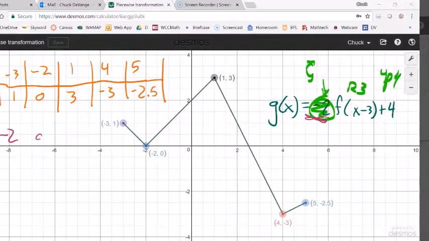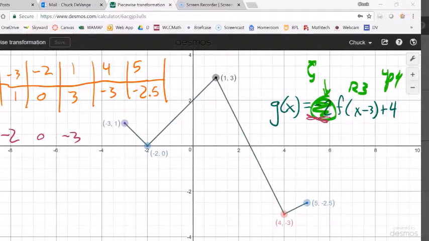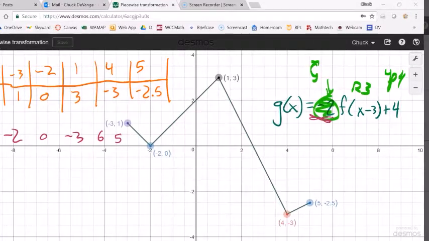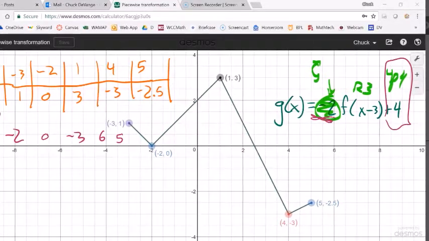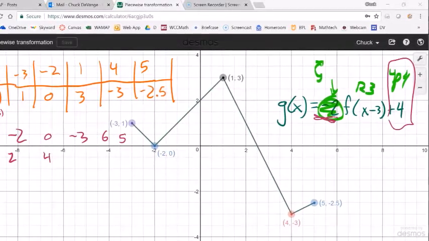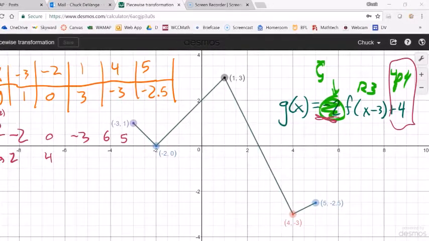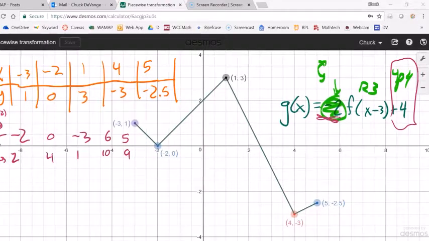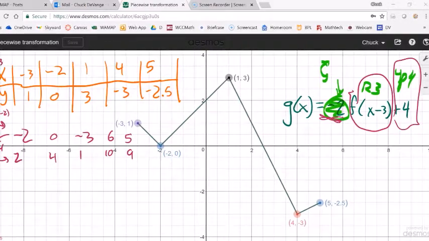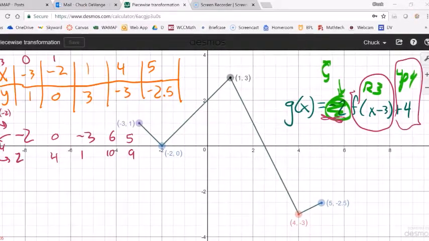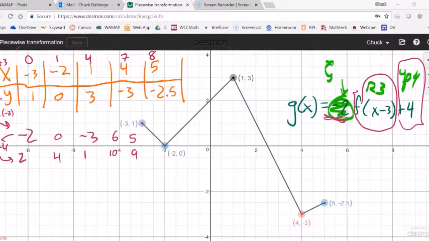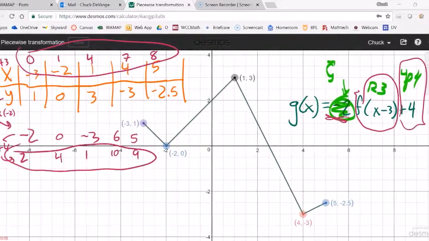So this 1 becomes a negative 2, 0 stays at 0. 3 becomes negative 6, negative 3 becomes positive 6, negative 2.5 becomes positive 5. And then it gets moved up 4. So we add 4 to all these. So 2, 4, 1, 10, and 9. Great. And the x values, notice it gets moved right 3, so I'm going to add 3 to all these x values. So 0, 1, 4, 7, 8. So I end up with these x values and these y values.